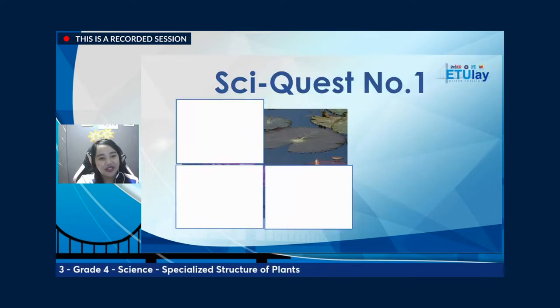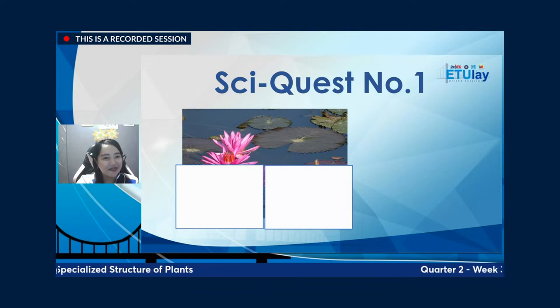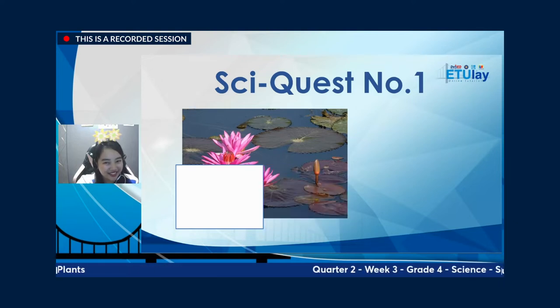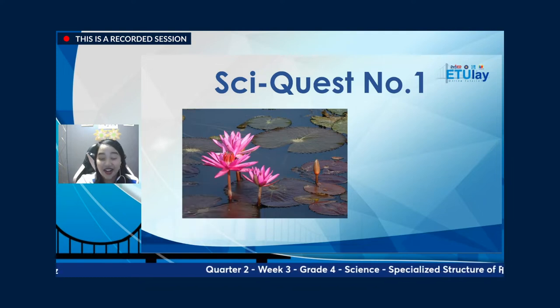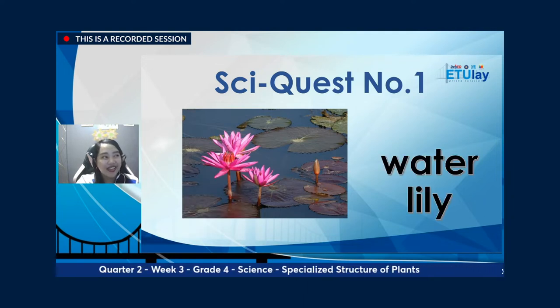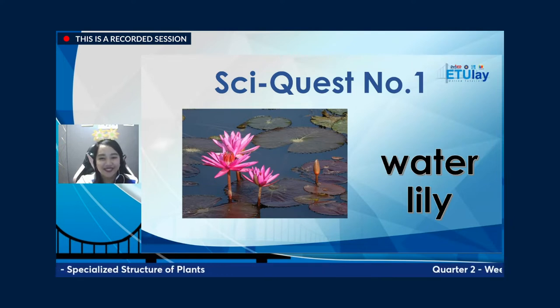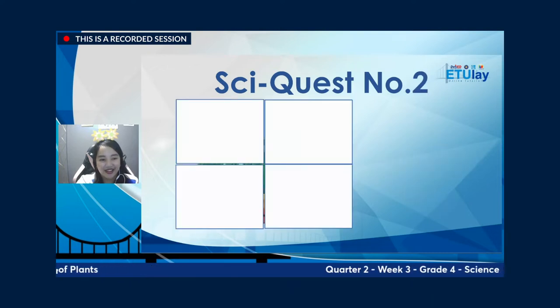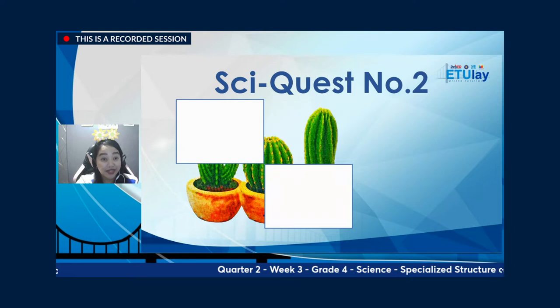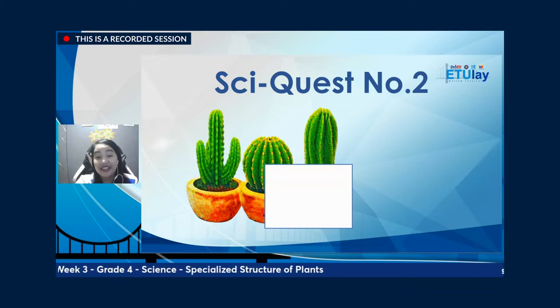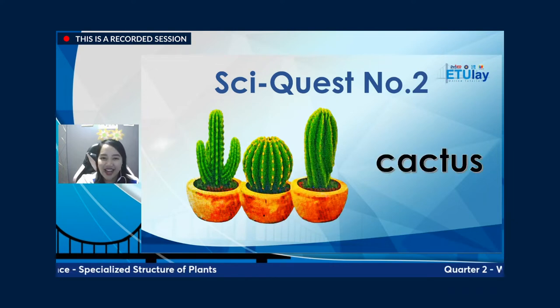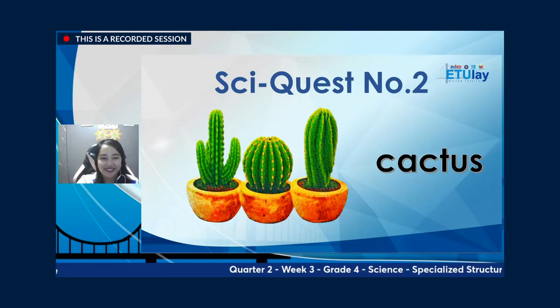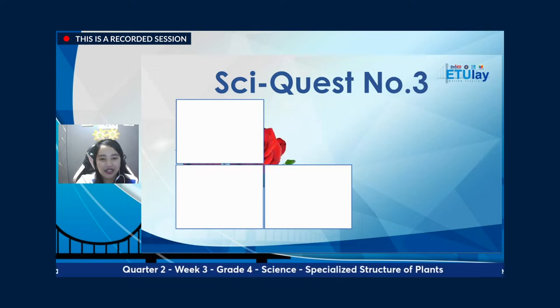Okay, then the second clue would be that. Nahuhulaan na ba mga little scientists? Alright, definitely the correct word is water lily. Alright, let's proceed to side quest number 2. Ayan, mukhang madaling mahulaan yan ah. Ayan na. And the correct answer is cactus. Tama. And for our side quest number 3, we have here, ayan.